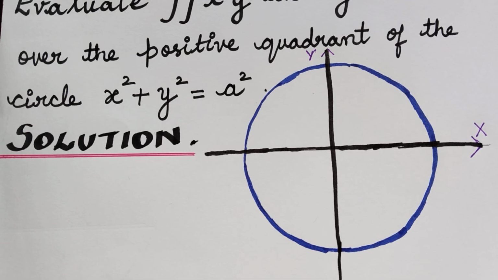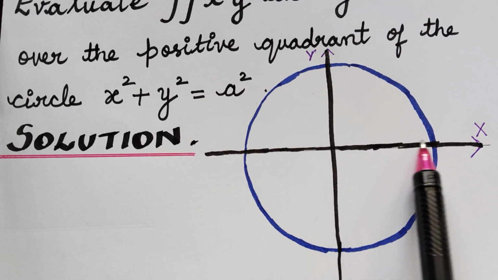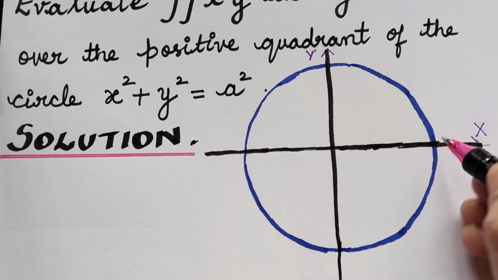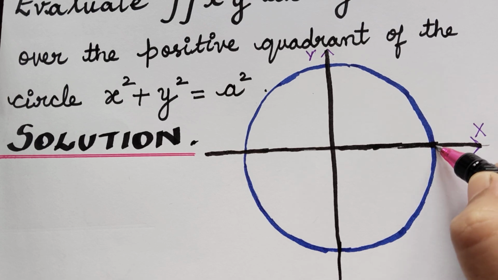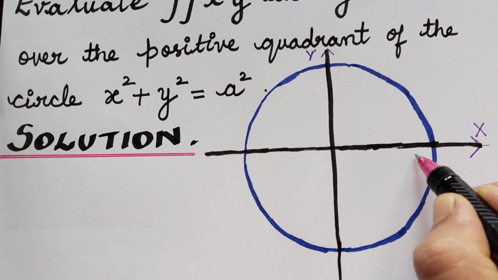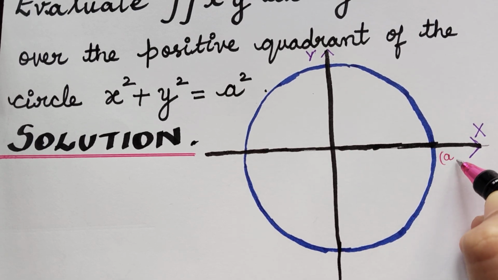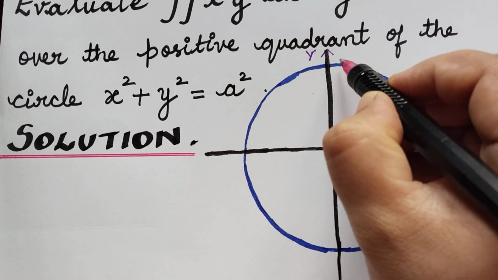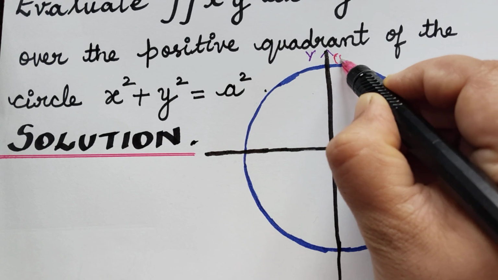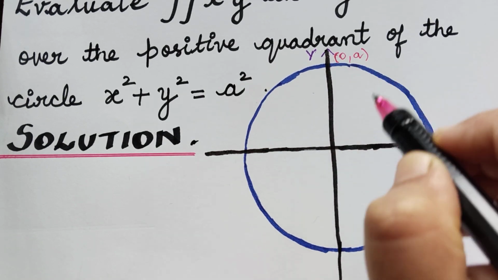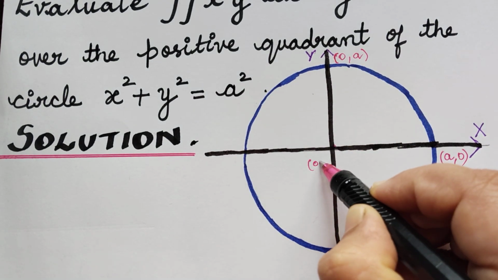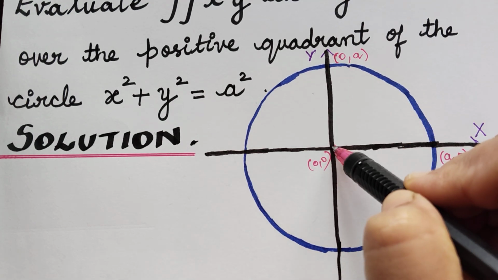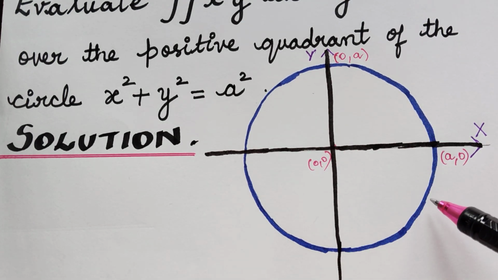So now here we have drawn the circle. This is x-axis and this is y-axis and this is the circle. And the radius that has been taken here is a. So if this distance is a, it will be a comma 0 over here. Similarly, this distance is also a and the x coordinate is 0 with y coordinate as a. So this is 0 comma 0, the origin. So these are the radius. Now this is the circle that we have taken.